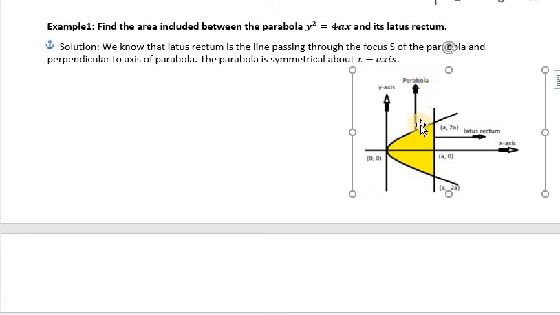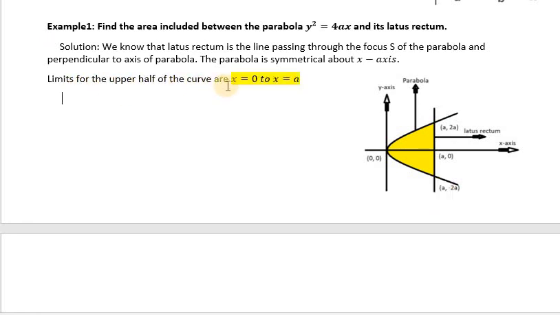This is the parabola y square is equal to 4ax, and the latus rectum is this straight line which is perpendicular to the x-axis. This is the axis of the parabola, the x-axis. So the latus rectum is perpendicular to this, and the latus rectum cuts the parabola at a, 2a and a, minus 2a. Okay, see, these are the coordinates of the points of intersection.